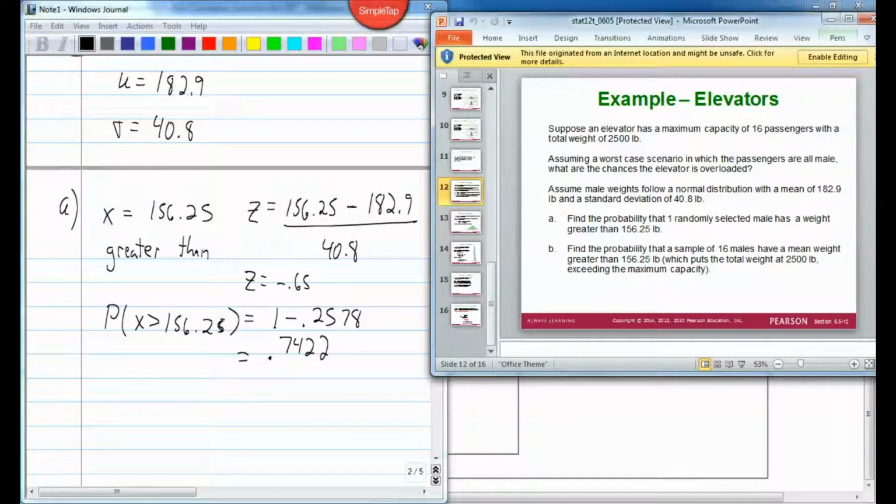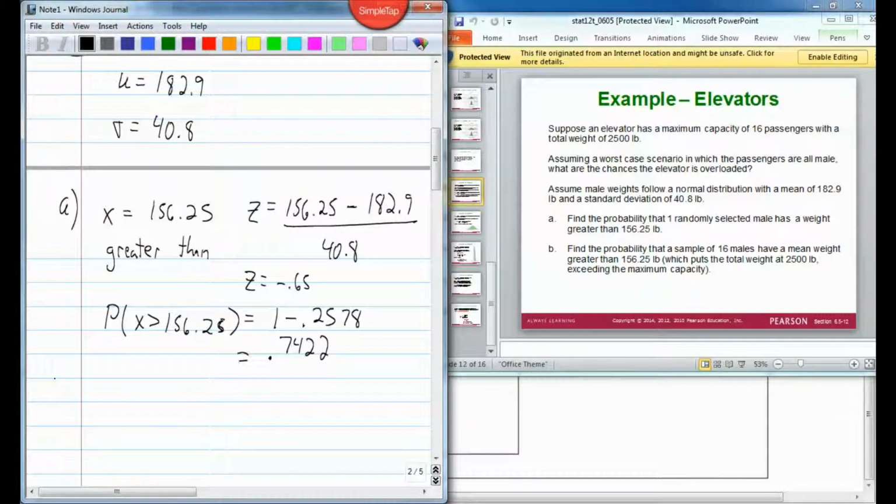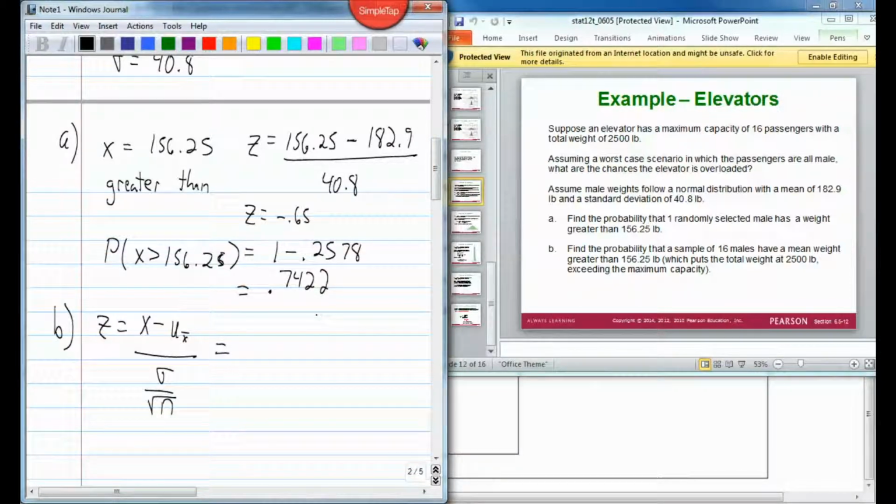Alright, so 16 is the number of males. So that's our n. So when we say z equals x minus mu sub x bar, which is the same thing as mu, over sigma divided by the square root of n, our n is 16. So we say 156.25 minus the mean of men, 182.9, divided by, here's the difference, we still say 40.8, but it's that divided by the square root of 16, or 4. Okay.